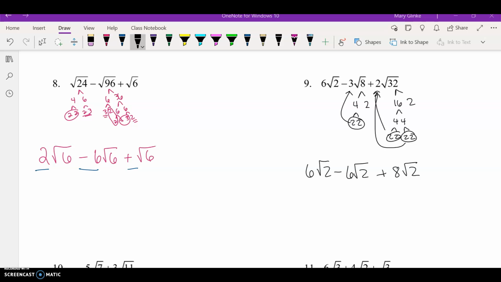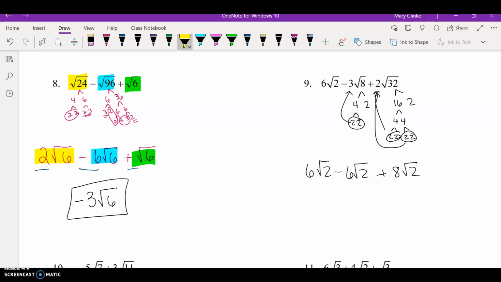Okay, before we reveal the final answer, let's take a look at number 8. Let's make sure that root 24 turned into 2 root 6. Root 96 should be 6 root 6. And then your last term did not change. So then once you get it to this point, we're going to do 2 minus 6, which is negative 4, plus 1, which is negative 3 root 6. We can add them all together because they were all root 6, so we can combine all of those.